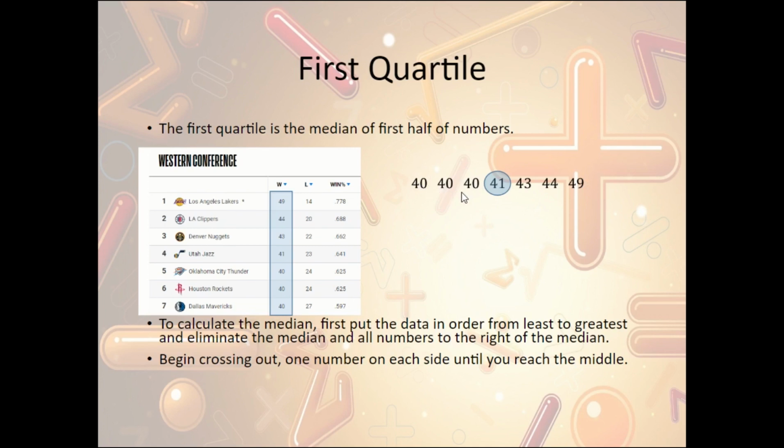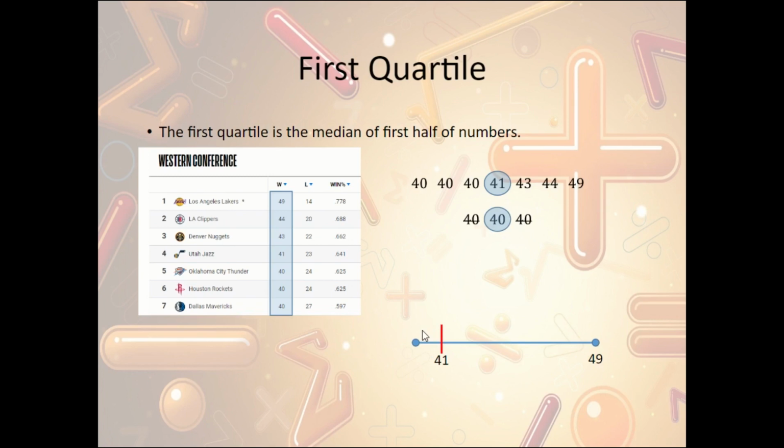So we have 40, 40, and 40. Now we're going to find the median of that set. We cut this one, and we're left with just 40. So 40 is our first quartile. We're going to go here to 40 and draw our line right there. So there's the edge of our box. There's our median. Now we need to find the other edge of this box.